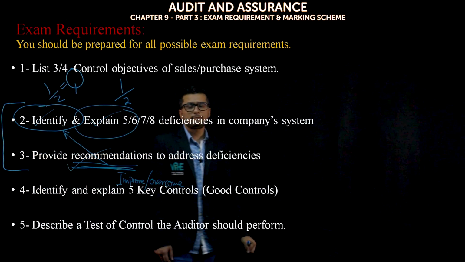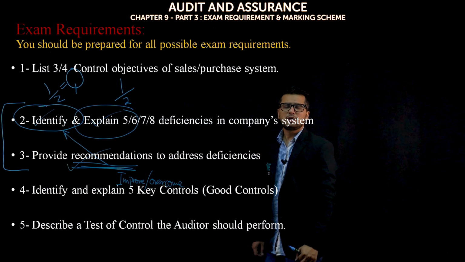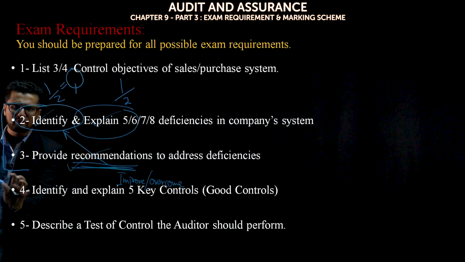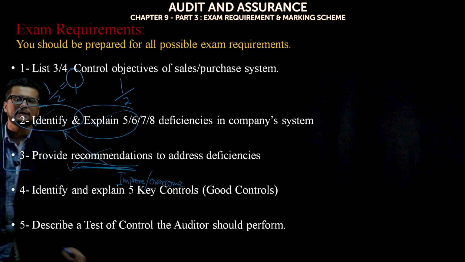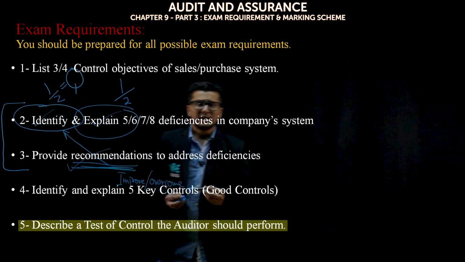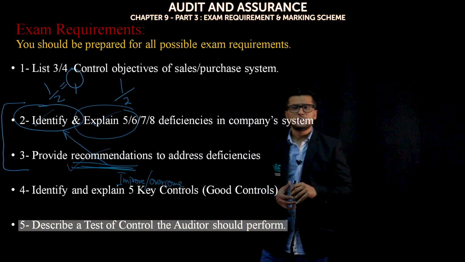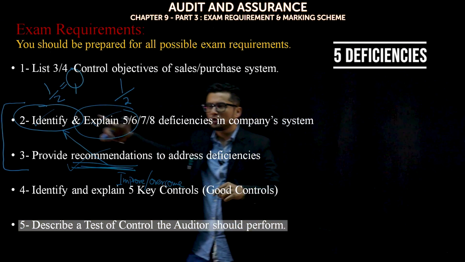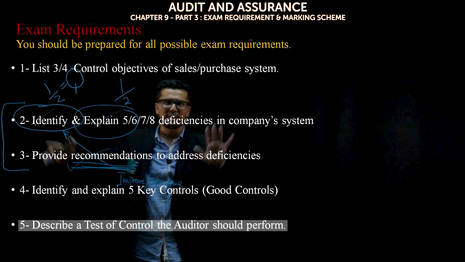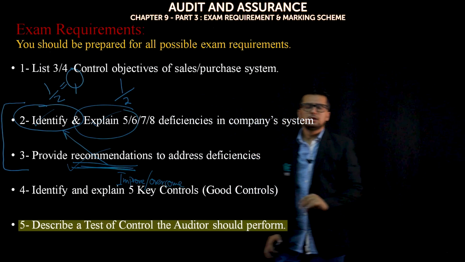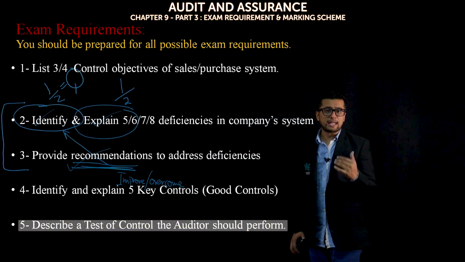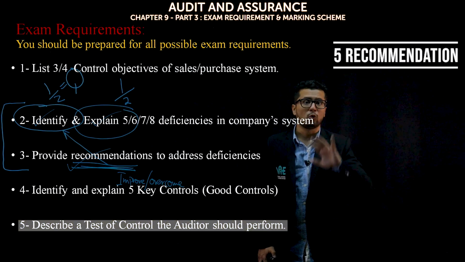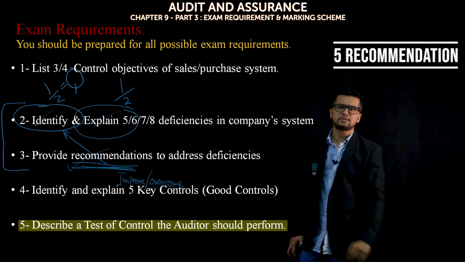Okay, let's go to the requirement number. Let's skip this particular requirement number 4 for a minute or so, and let's go to the requirement number 5. The examiner might ask you to identify and explain, let's say, 5 deficiencies. Requirement number 2. So you have identified and explained 5 deficiencies, 5 marks. Next, the examiner is definitely going to ask you to come up with 5 recommendations in order to overcome those deficiencies, another 5 marks.